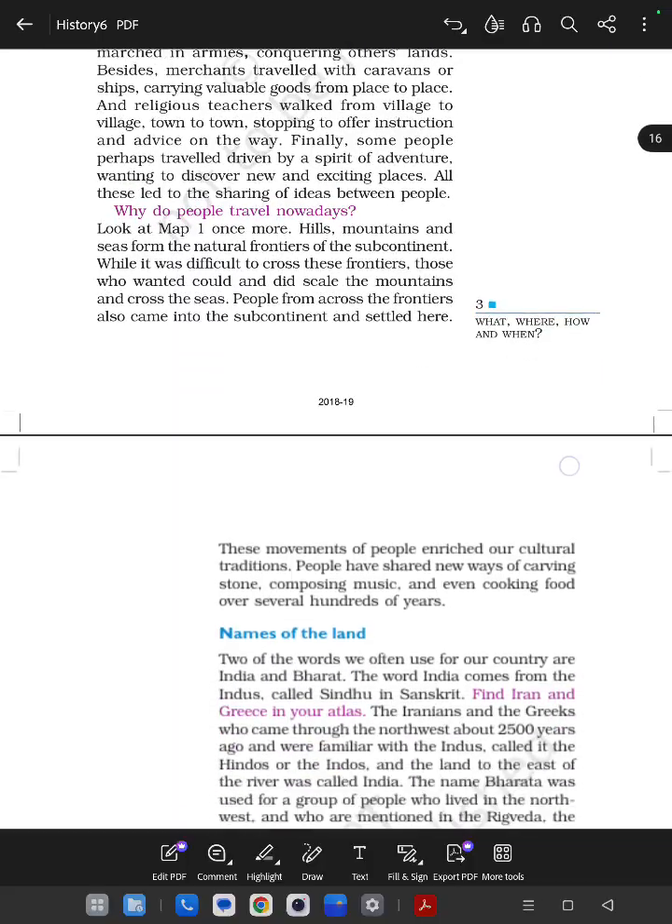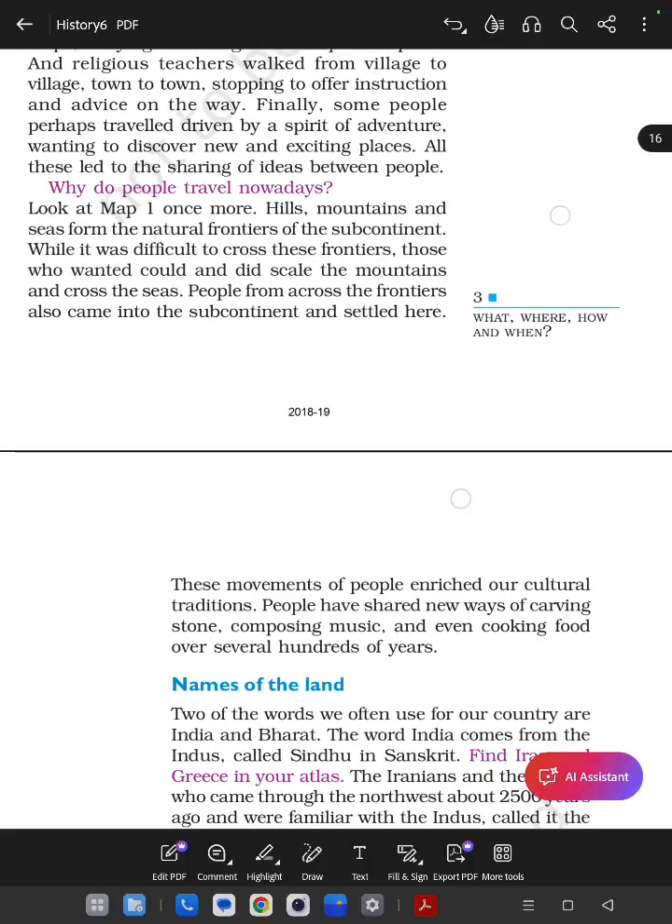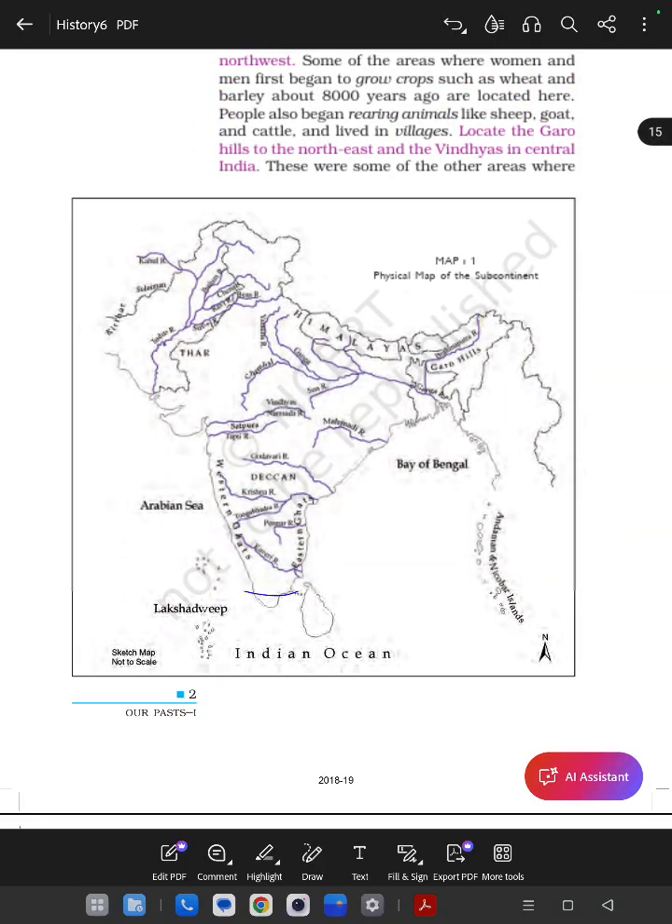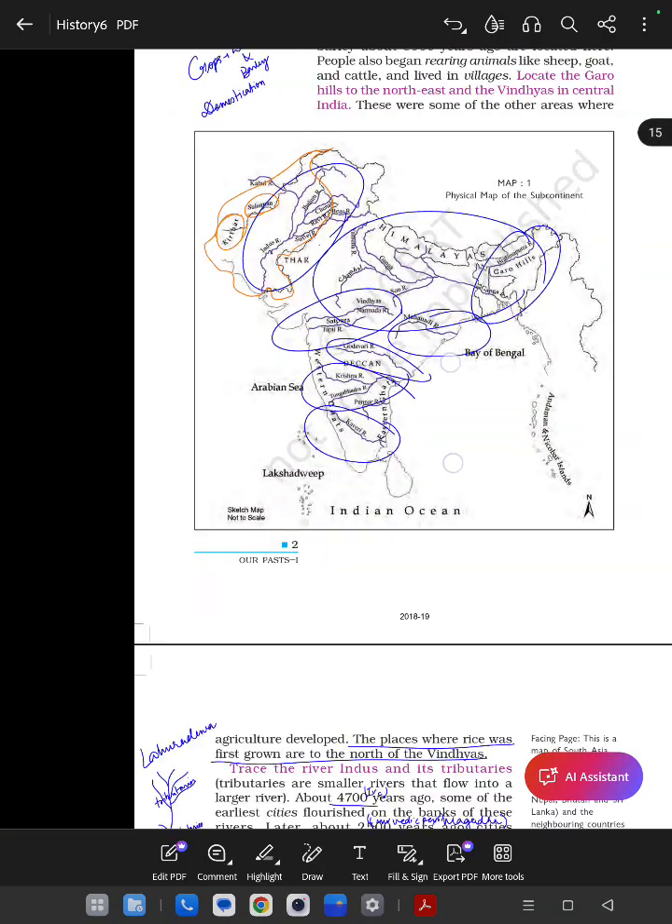Why do people travel nowadays? Look at map 1 once more. This is map 1. Okay, looked. Okay. Now.